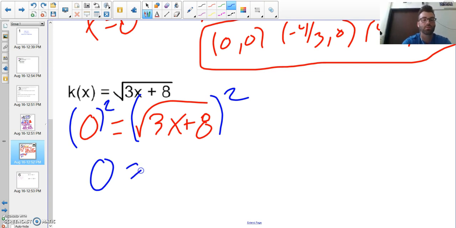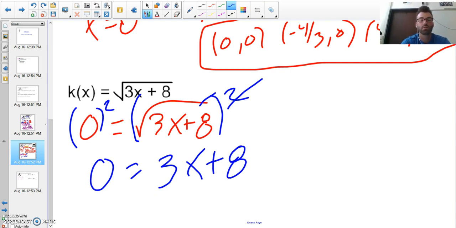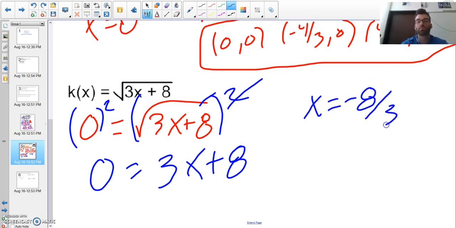0 squared is 0. These go away. They're inverse operations of each other. So I get 3x plus 8 equals 0. So x equals negative 8 over 3. So negative 8 over 3, comma 0.